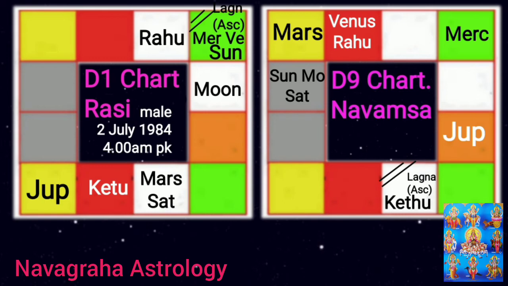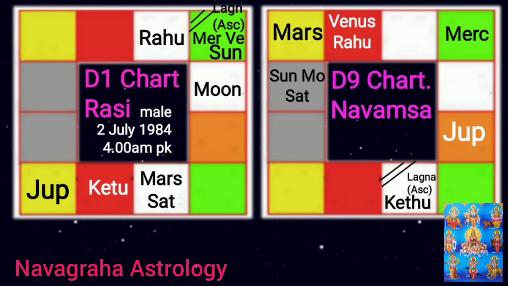You will be surprised to note that the 7th lord of the D1 chart is present in its own house. But still the first relationship broke up. And that's because Saturn looks at the 7th house in the D1 chart. Whenever Saturn is present in the 7th house or whenever Saturn looks at the 7th house, it always delays the marriage of the person. It also delays any relationship.